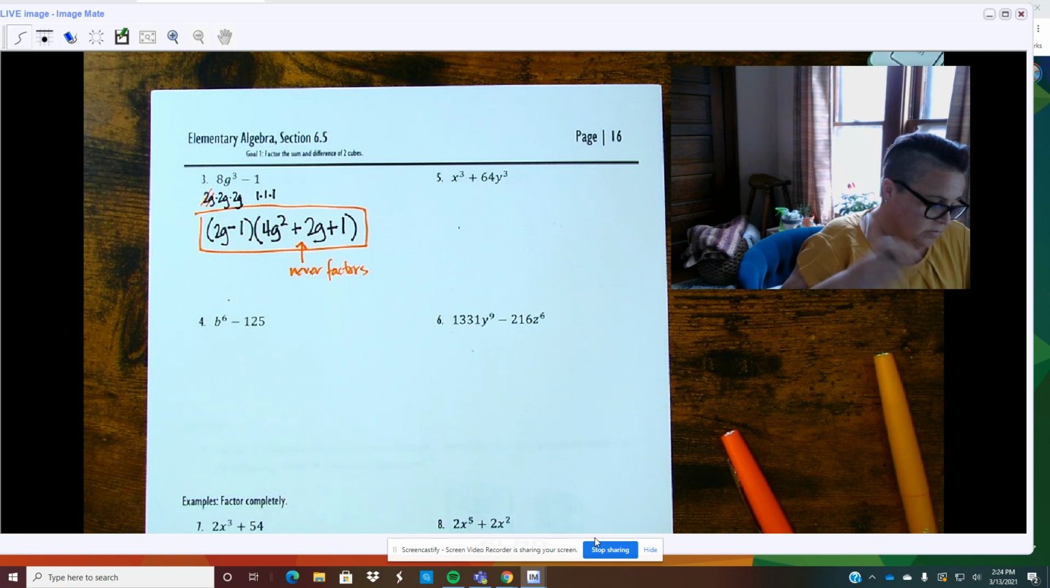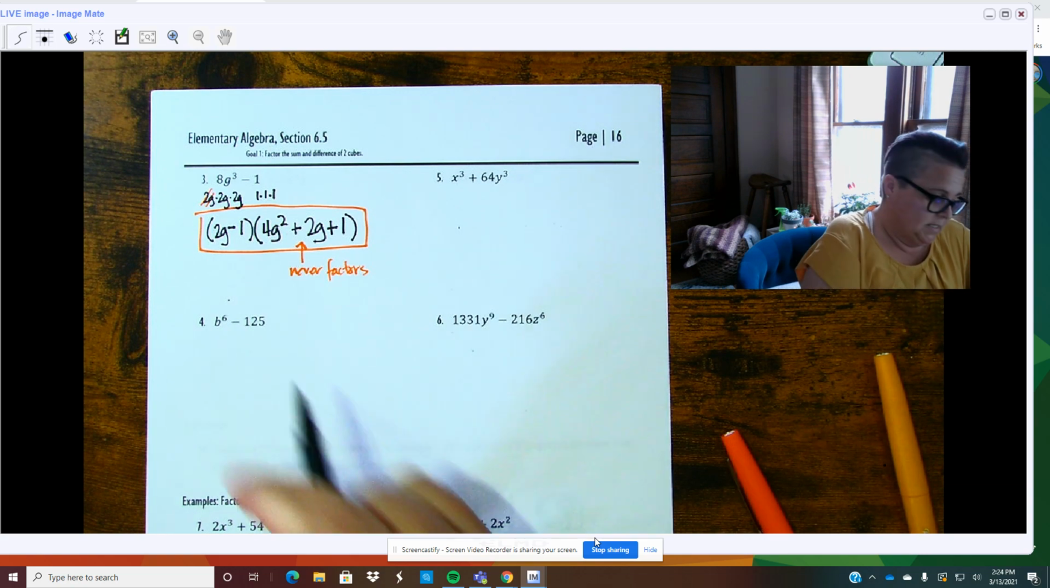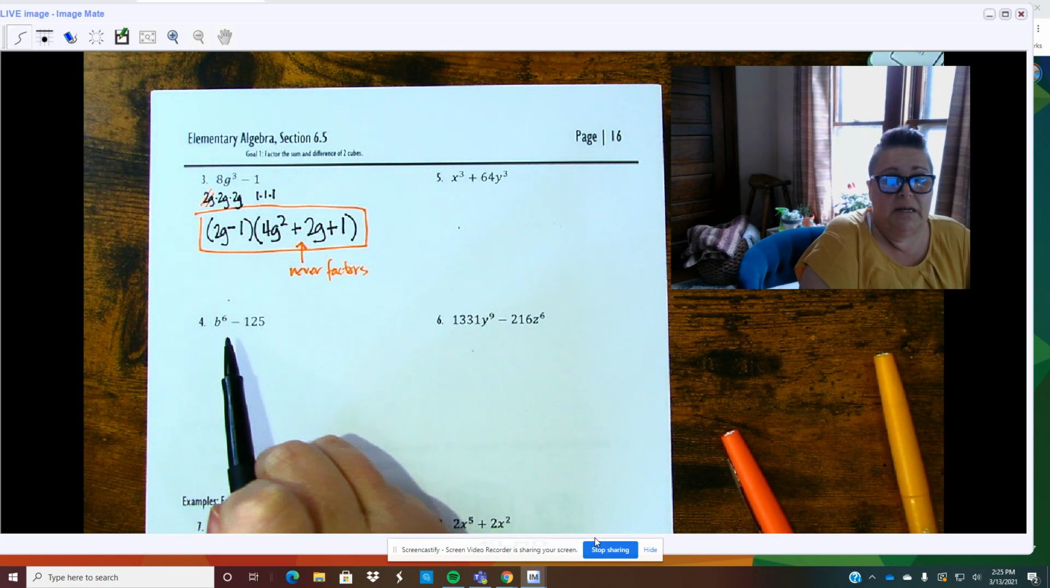Okay, so next one is b to the 6th minus 125. It is a difference.